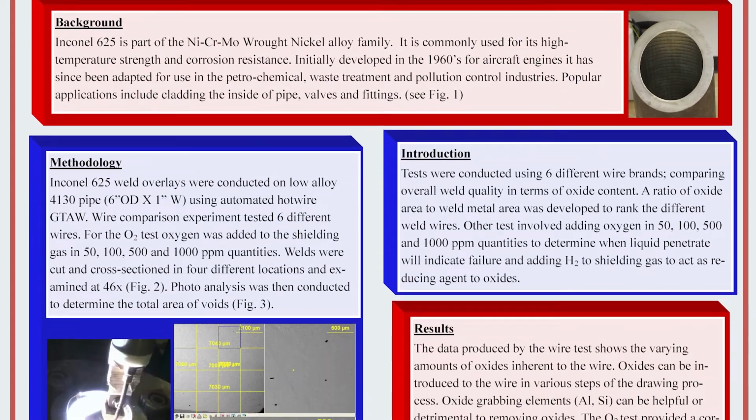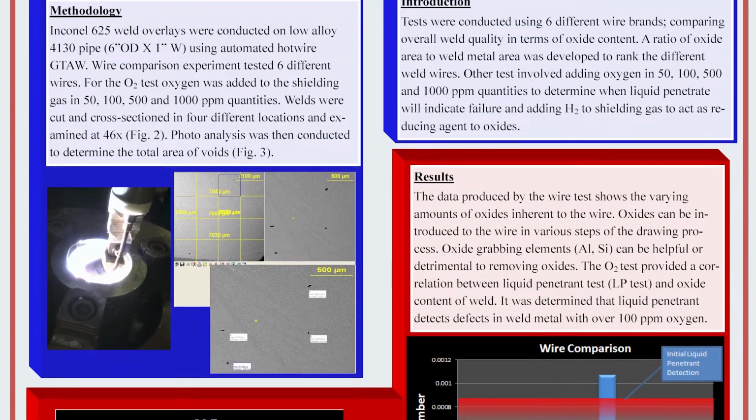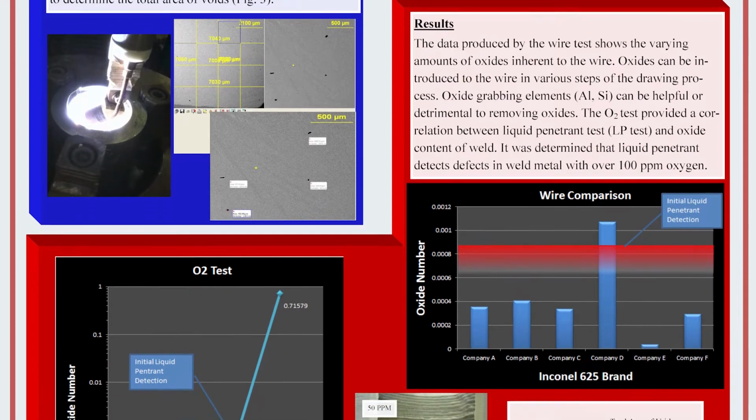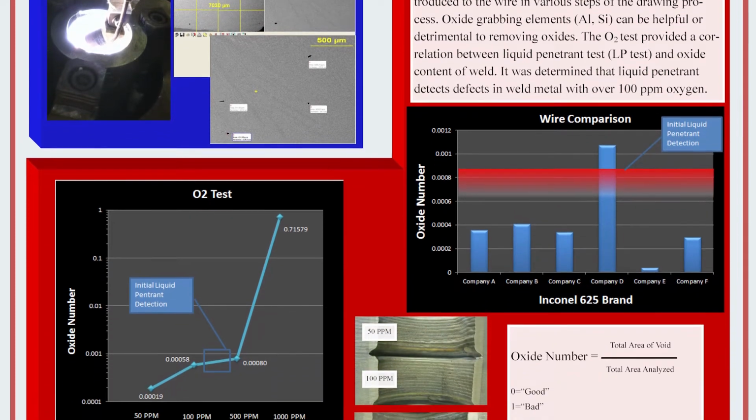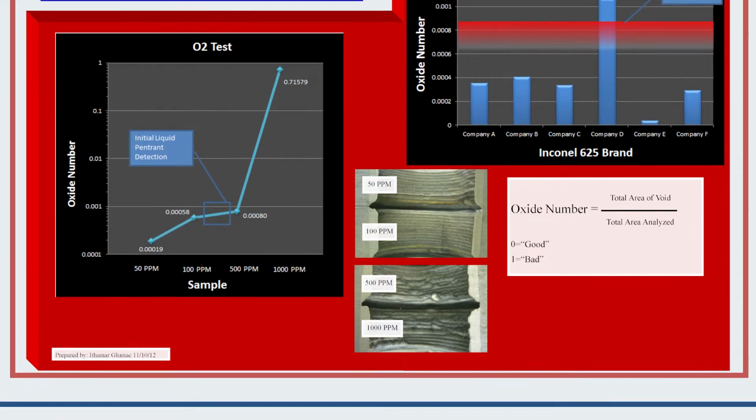Liquid penetrant inspection has a lower detection limit. Below this detection limit, there's still oxides present in the weld. What we needed was some way to measure the amount of oxides present in the weld. Were we right at the brink of having a defective weld, or did we have a very clean weld? We had no way of differentiating the two.